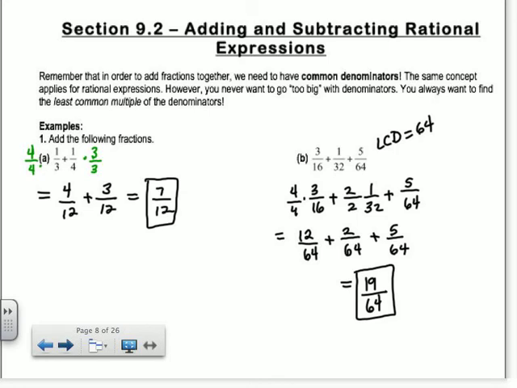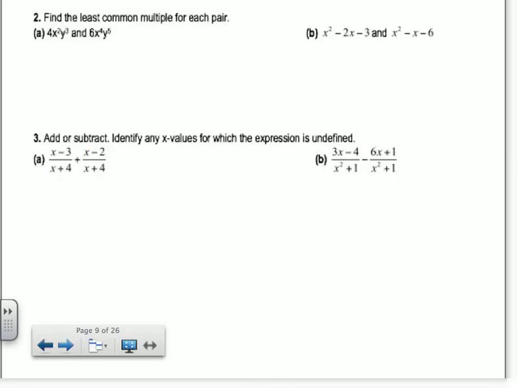Okay, how about variables? Did I skip one? There it goes here. All right, so it says find the least common multiple for each pair. So let's say that these were two of our denominators. So when I say least common multiple, I'm basically talking about if they were denominators, what's the LCD? So the least common denominator.